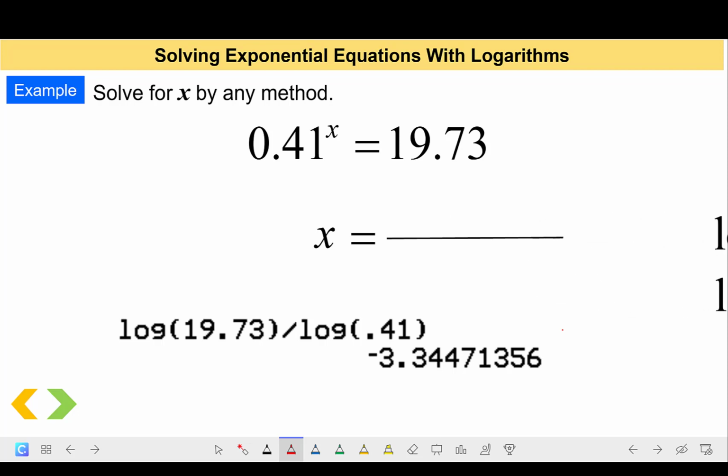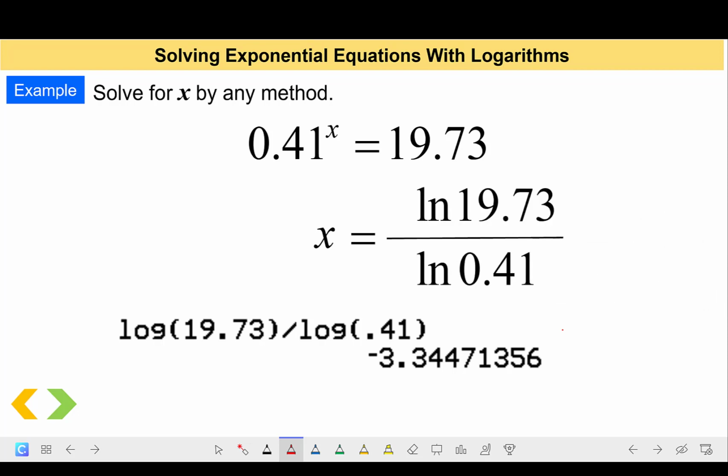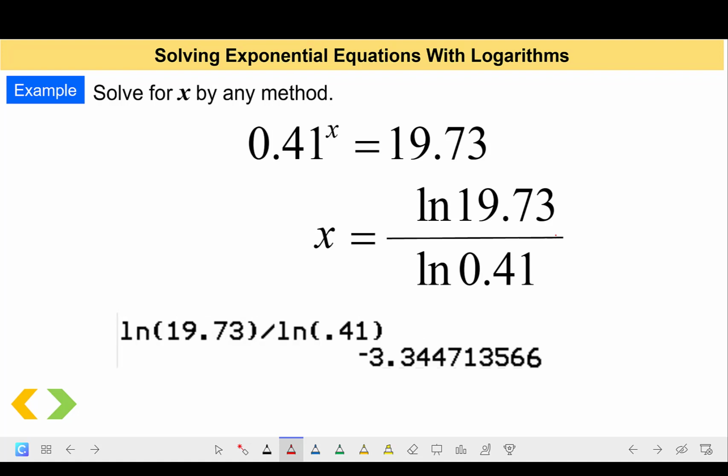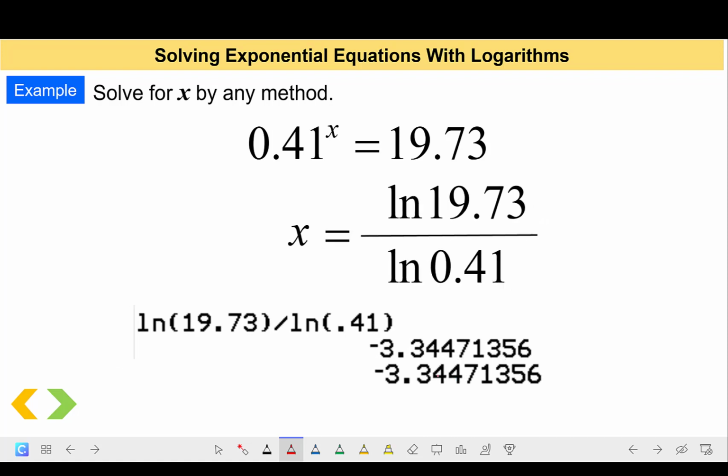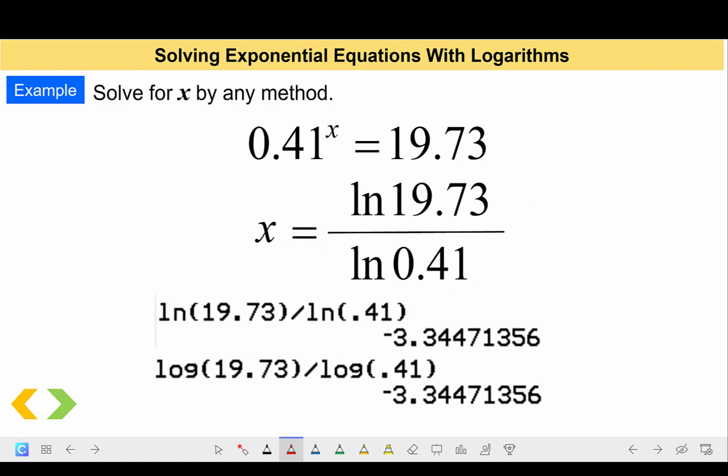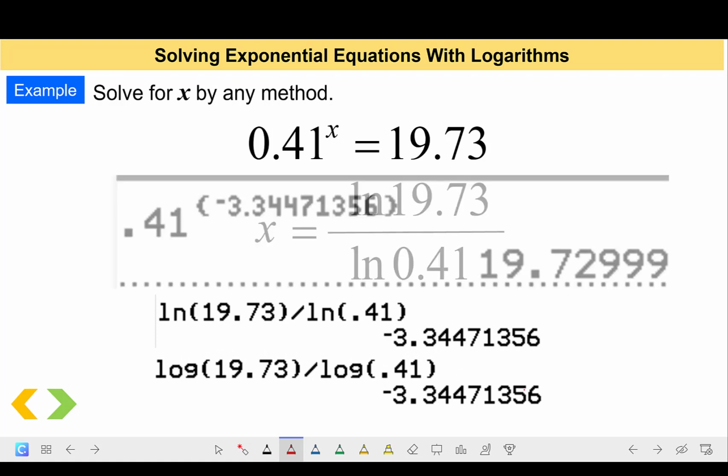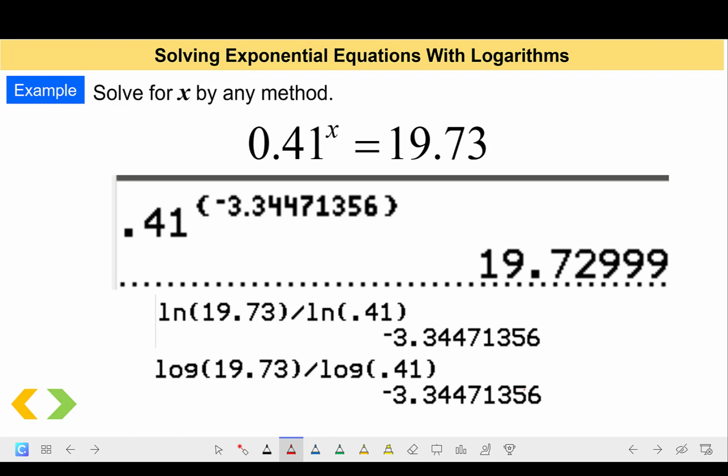What if instead you use the natural logs? Well, this is a completely different animal, right? Yes, it is, but if you do it, you're going to get the same answer. Notice what happens here. Again, we know this is the correct answer, since we've already checked it with two other methods. You could always check that by plugging it in here, as we have done, and we get that 19.73.